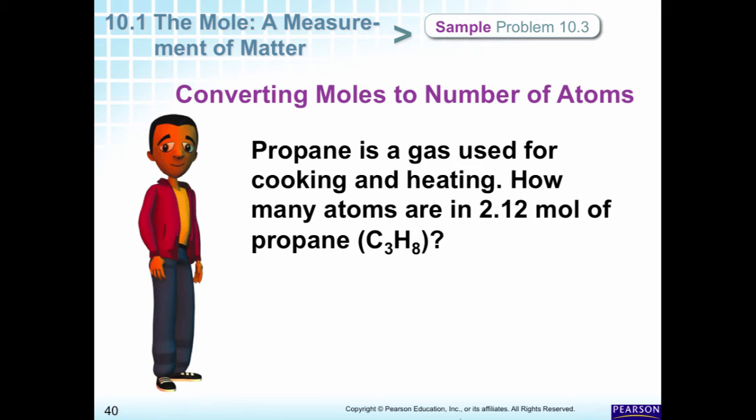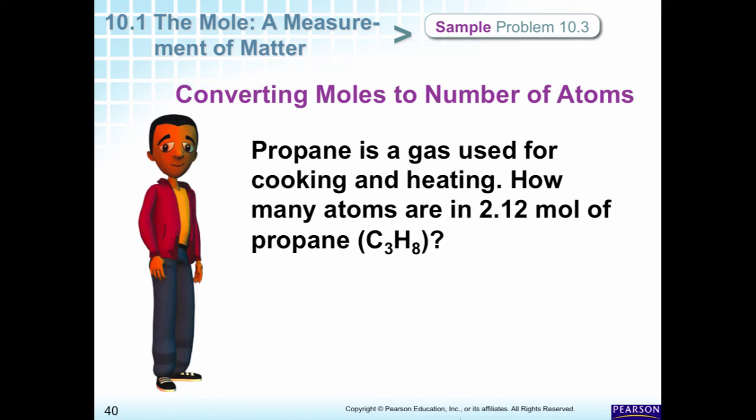All right, so let's go from moles to number of atoms. Here's a question. Propane is a gas used for cooking and heating. How many atoms are in 2.12 moles of propane? So we want atoms. The first thing we have to do is look at carbon and hydrogen. There's 3 and 8, so there's a total of 11 atoms in one molecule of propane. So what we need to do is convert 2.12 moles into molecules and then multiply that by 11.